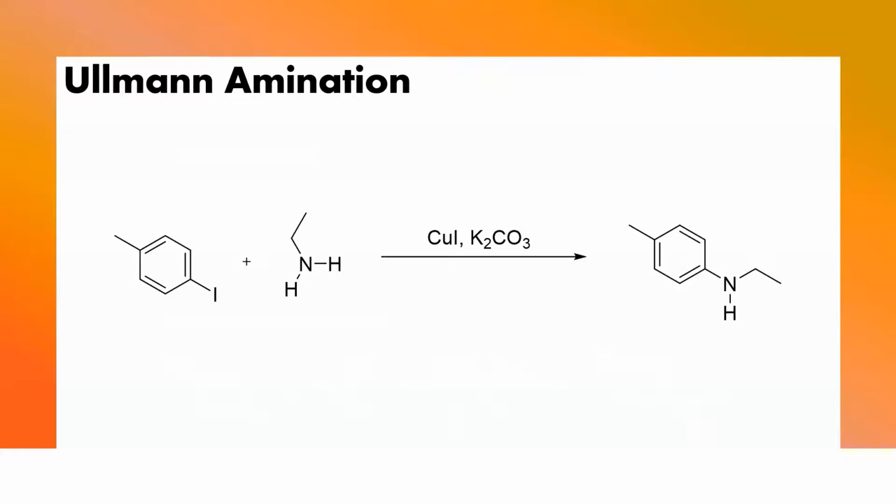undergoes a nucleophilic substitution with the copper, where the iodide leaves and the amine attached to the copper, followed by an oxidative addition of the aryl, so that both the aryl and iodide are attached to the copper. The final step would be a reductive elimination of the aryl and the amine, forming the final product, and the copper iodide catalyst is reformed.